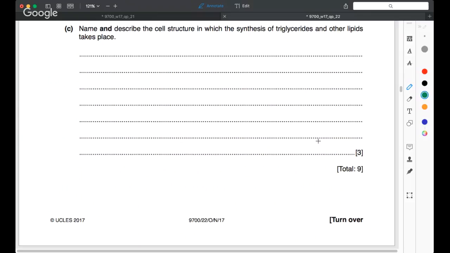So it consists of flattened membranous sacs, which are interconnected. You get 1 mark for describing them as fluid-filled channels or sacs. When you say membranous. Yeah.